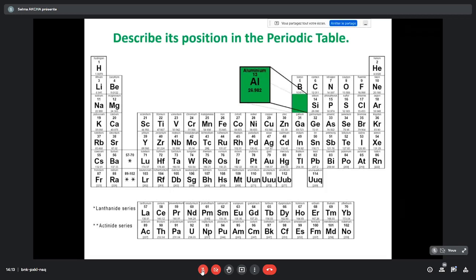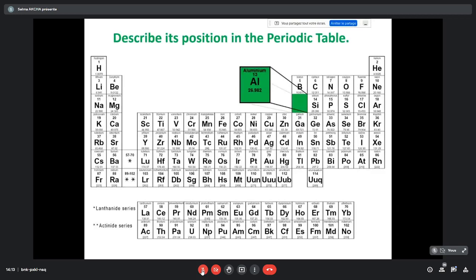You will tell me, but madam, there are other elements that are lighter. Il y a d'autres éléments qui sont plus légers. For example, carbon is 12, only 12, and beryllium is only 9. But be careful. Aluminium is a metal. It is not like carbon. Carbon and boron are lighter, okay, but they are not metals.